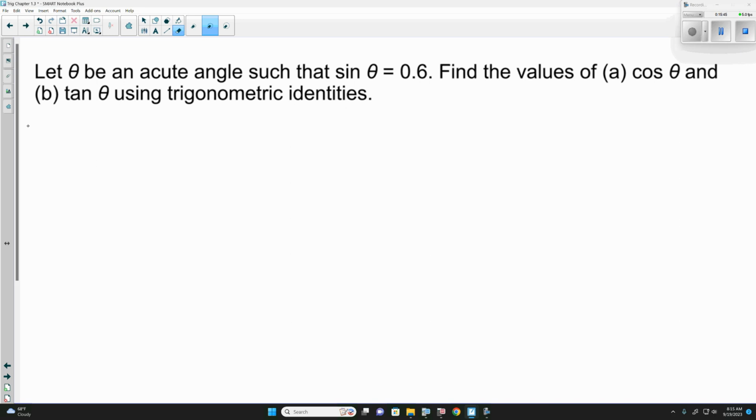Let theta be an acute angle such that sine of theta equals 0.6. Find the values of cosine and tangent using the trigonometric identities.